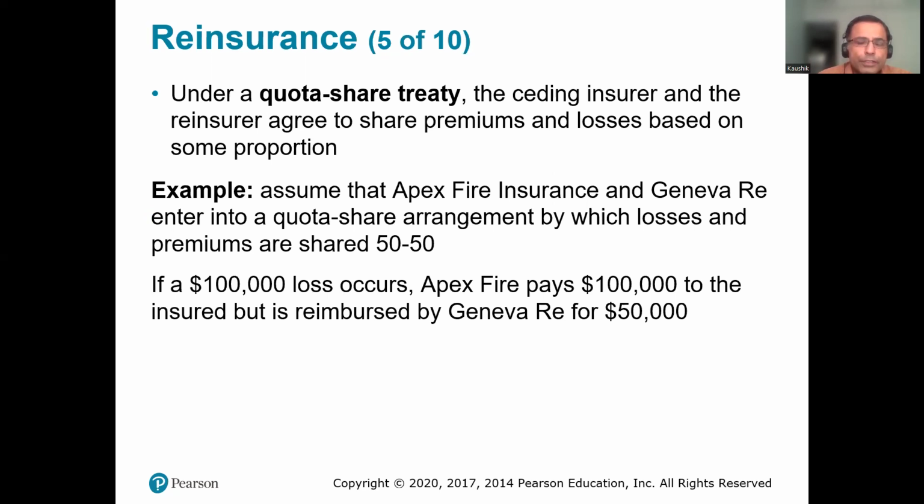The quota share treaty involves the ceding insurer and the reinsurer sharing premiums and losses in some proportion. In this case, it's a 50-50 arrangement. So if there is a $100,000 loss, 50,000 is paid by the ceding company, Apex Fire, and 50,000 is paid by the reinsurer, that is Geneva.